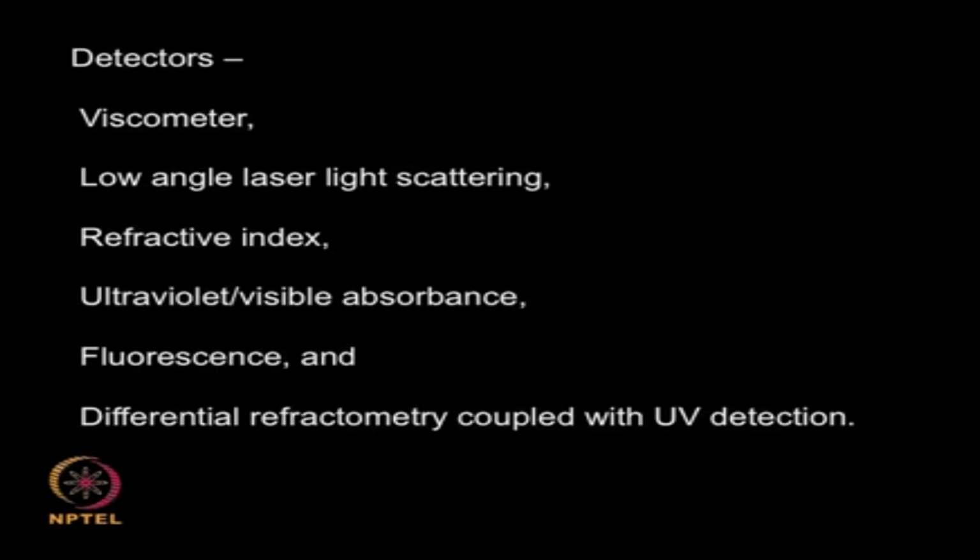What are the types of detectors we can use? We can use a viscometer type of detector, we can use a low angle laser light scattering detector, we can use a refractive index detector, RI detector, we can use a UV detector in the visible range, we can use a fluorescent detector, we can use differential refractometry coupled with UV detection. So a large number of detectors can be used depending upon the characteristics of the protein or metabolites or small molecules or synthetic polymers or natural polymers you are trying to separate out.